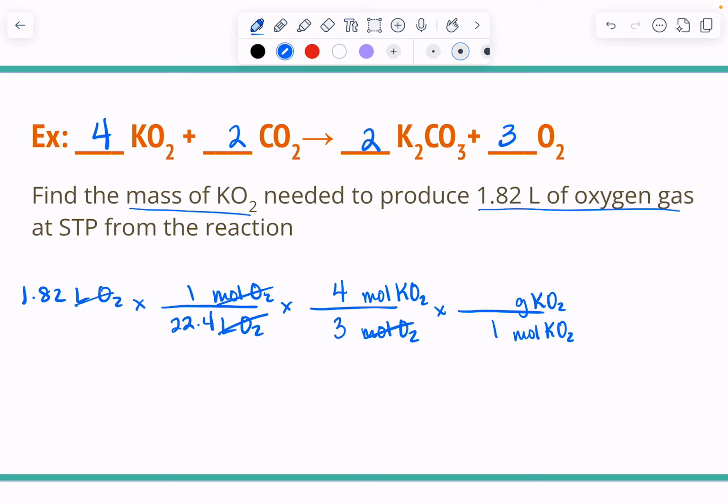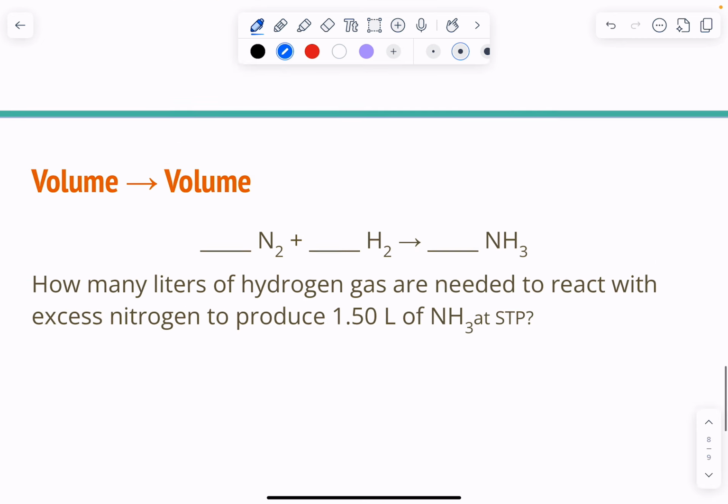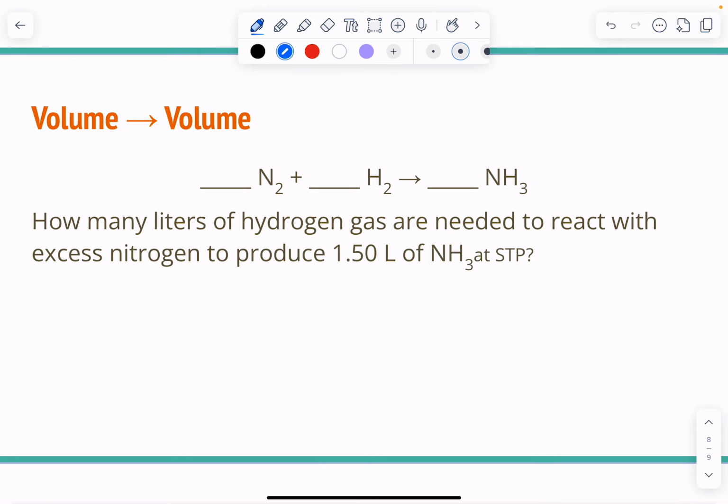We just have to know the molar mass. So if you add up your potassium and your 2 oxygens, that quantity is going to be equal to 71.1 grams. When you plug this in your calculator, the answer that you should get is 7.70 grams of potassium oxide. And then finally, I think this is a little bit easier than before because you're, again, using that conversion factor, 22.4 liters per mole of any gas.